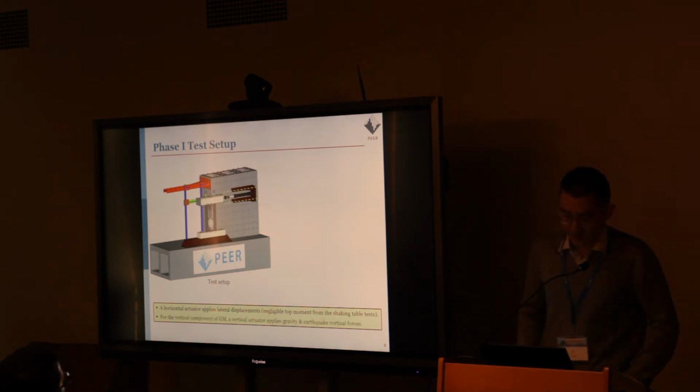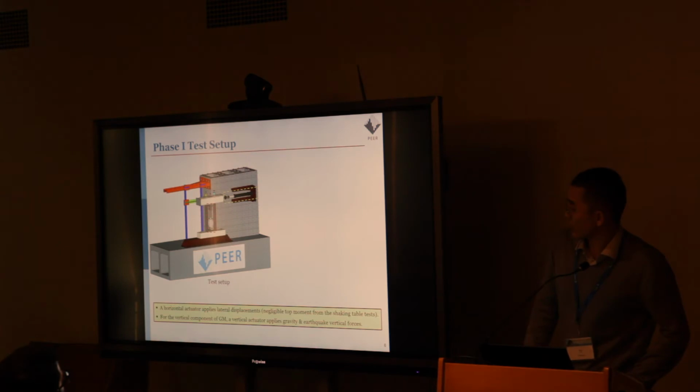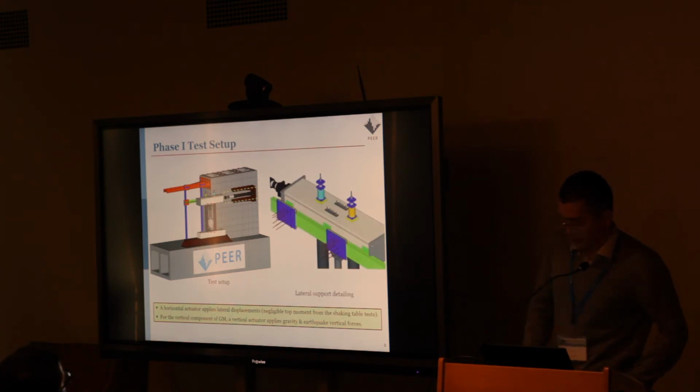And to consider the variation of forces caused by the vertical ground motions, we have another vertical actuator that applies the gravity load and the force caused by the vertical ground motions. And for the lateral supports, the out-of-plane restraint was provided by welding the T-beam to the steel plate embedded inside the cap beam, so that in this case the cap beam can move together with the T-beam on the lateral support system.